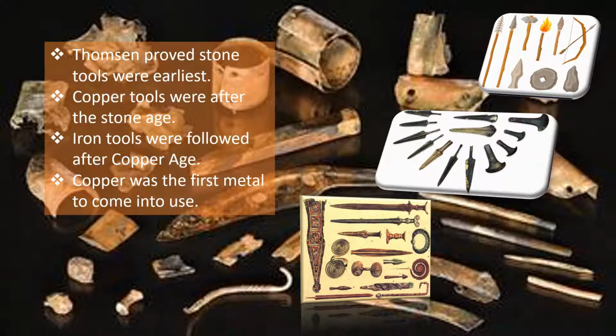The scholar Thompson also says that stone tools were the earliest tools, after which the Copper Age began and copper-made articles followed. Last, it was followed by the period of iron tools and articles. So the three periods were named Stone Age, Copper Age and Iron Age respectively. From all this evidence, we believe that copper was the first metal to come into use.